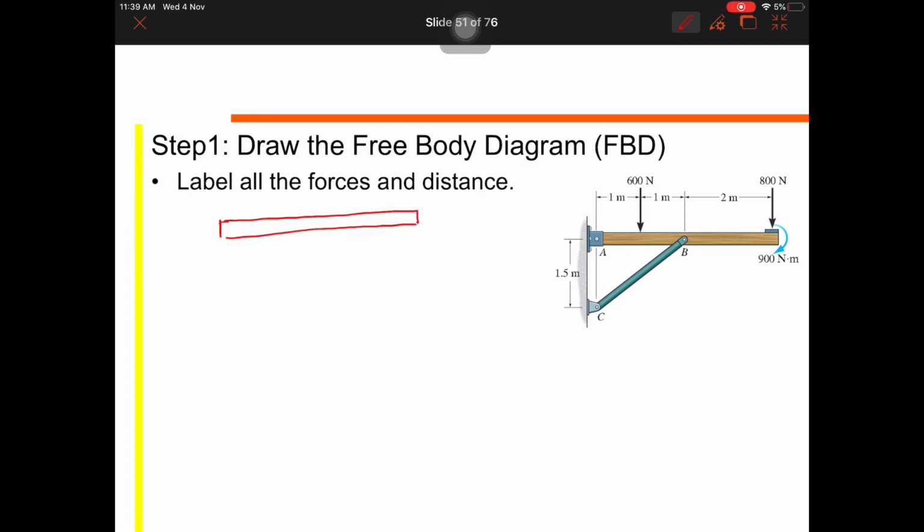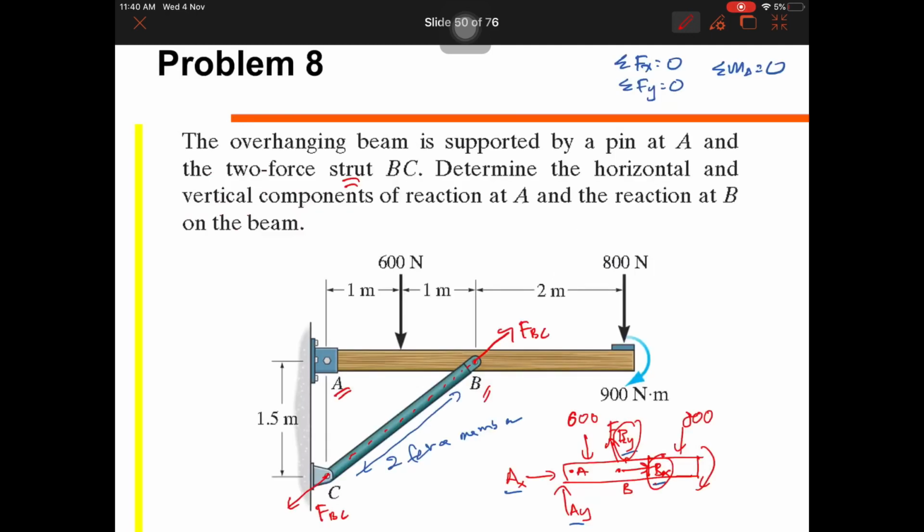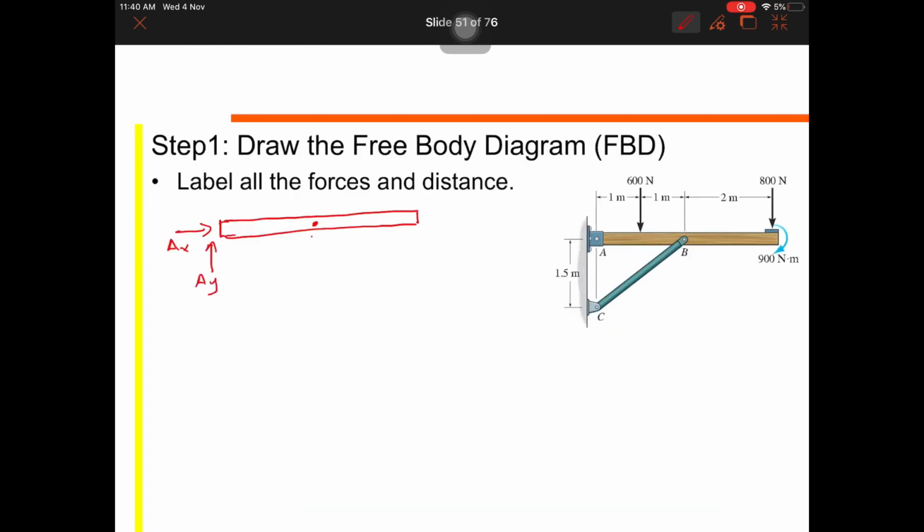Only draw for one member. So this one we have AX, we have AY. And then we have B. At point B, we have only one force, this one. Let's say this one is FBC, and then we have 600, and then we have 800, and also moment 900. That's it, our free body diagram.